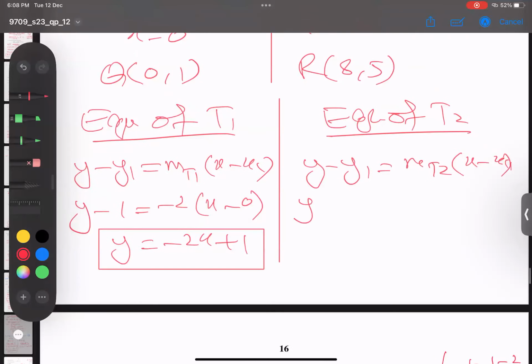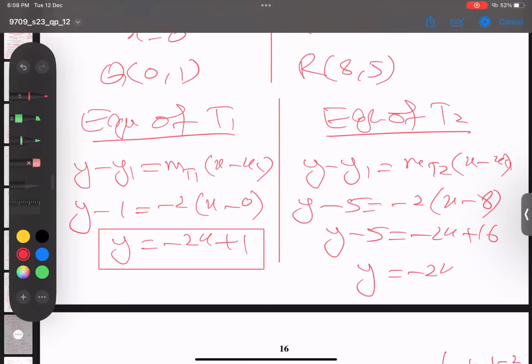And what about this, students? So 5 comes here, and this minus 2 and x minus 8 come from here. Y minus 5 equals minus 2x plus 16, and y equals minus 2x plus 21. And I got the second equation of tangent. So wait a minute, students, I think you got the point very clearly.